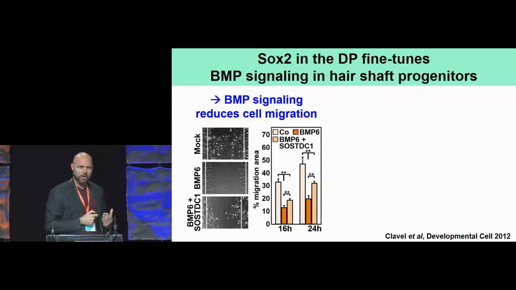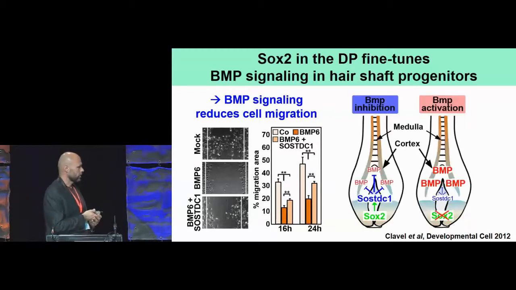So this allowed us to arrive at a model where we believe that SOX2, as a transcription factor in the DP, regulates many genes, among them SOSTDC1, which fine-tunes the level of BMP signaling, which is altered in the knockout, and it affects migration. I don't have time to show you, but in the shortest hair follicles, the slowest growing hair follicles, and the zigzag hair follicles, where SOX2 is not expressed, we have by default increased BMP signaling, suggesting that the migration is naturally slowed down in these.